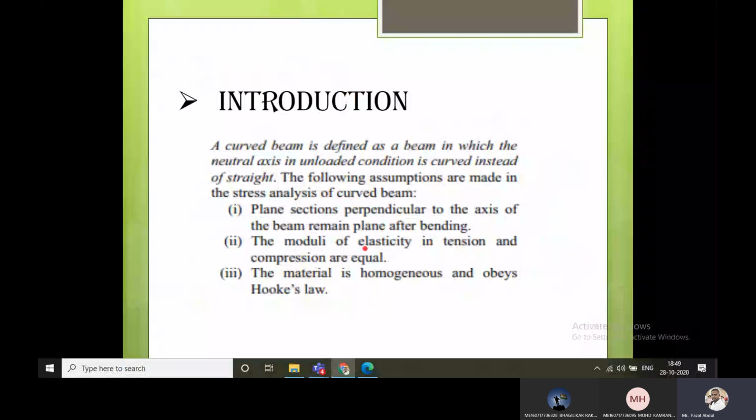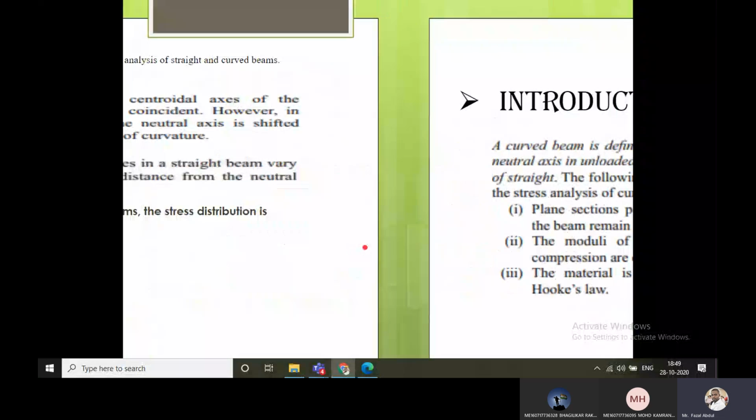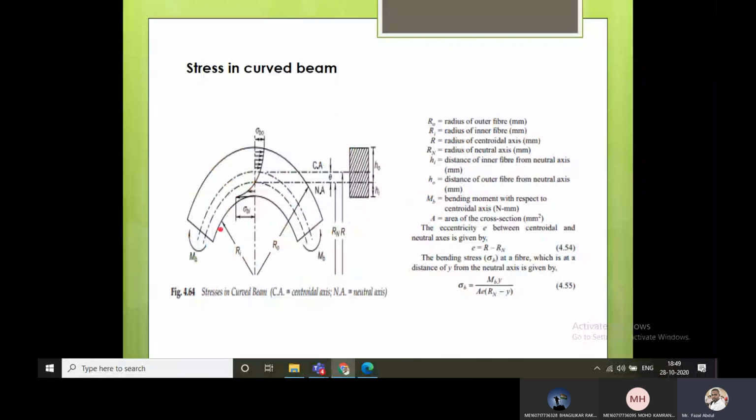In bending stress in curved beams, this is a curved beam. This line is the inner layer, and this one is the outer layer. The inner layer is always subjected to compression. The outer layer is always subjected to tension. See here the stress distribution diagram. If you observe, the stresses act in this direction, and the same diagrammatic representation we can show in this direction also.